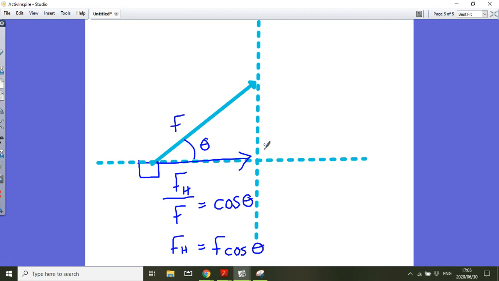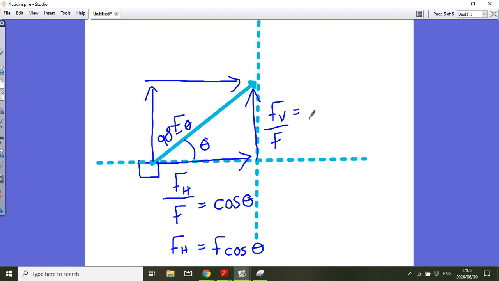If they're asking you for the vertical component, that would be this component here. It doesn't matter if you calculate it using this triangle or that triangle. Just remember that this angle would then be 90 minus theta, so a little bit of math that you need to do. Here, F vertical will be, if you look at it, opposite over hypotenuse. So F vertical over F would be sine of theta, and if you simplify that, F vertical is then F sine theta.